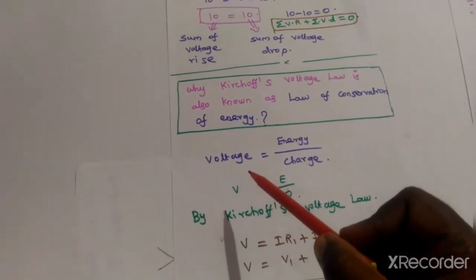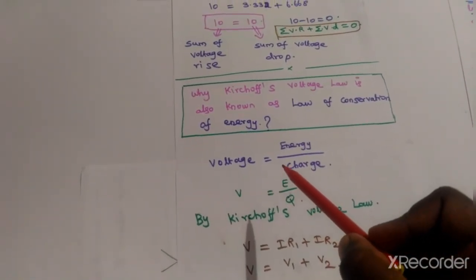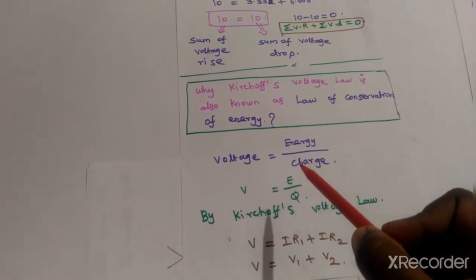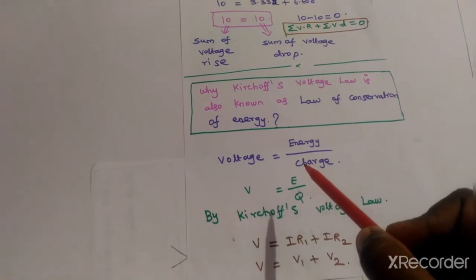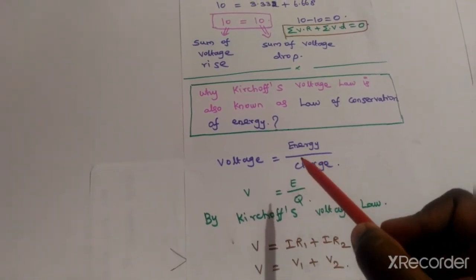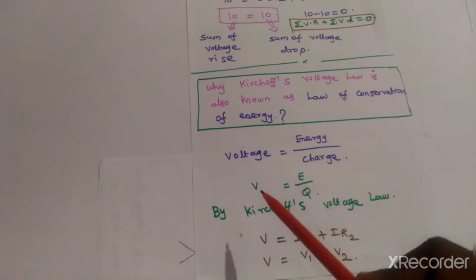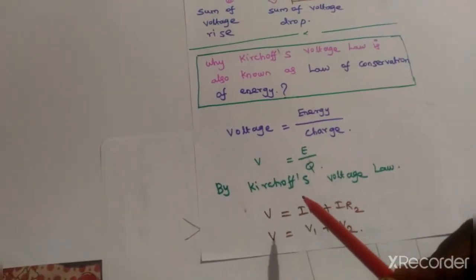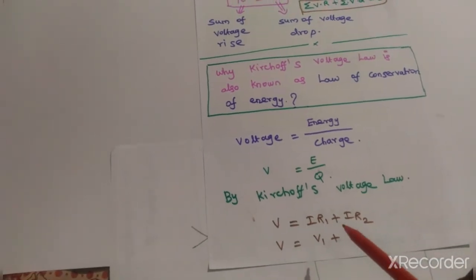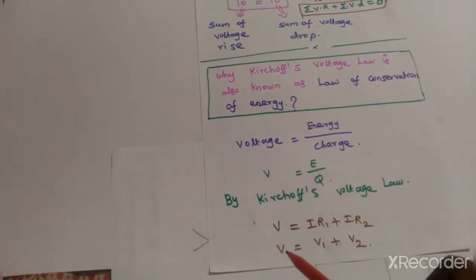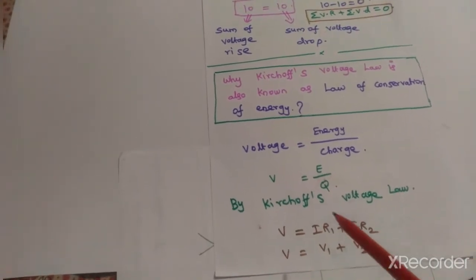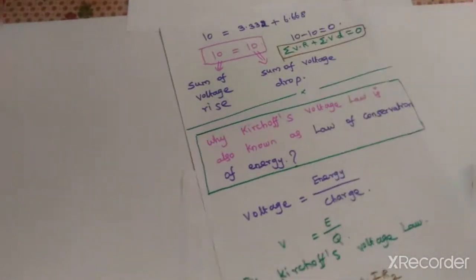Let us see why Kirchhoff's voltage law is also known as the law of conservation of energy. Actually, voltage is nothing but the energy required to move a charge from one point to another point. That is called voltage. So voltage is equal to energy divided by charge. We can represent energy as E and charge as Q. By Kirchhoff's voltage law, we know that V is equal to I R1 plus I R2. So V is nothing but the voltage applied, and V1, V2 are the drops across the resistances. So now let us see.